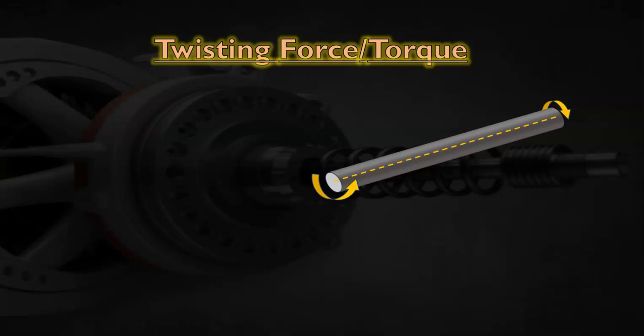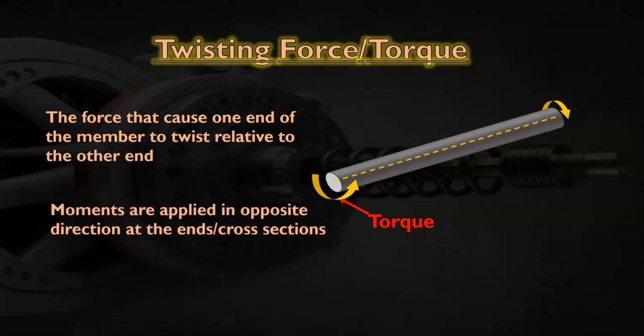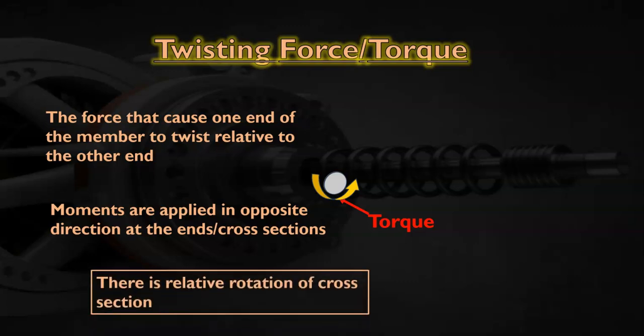The third category of force is twisting force or torque. It is the force that causes one end of the member to twist relative to the other end. Moments are applied in opposite directions at the ends or cross sections. As you can see in the figure, at the end cross sections the moments are applied in opposite directions. Now there will be a relative rotation of cross sections in the case of twisting force or torque.